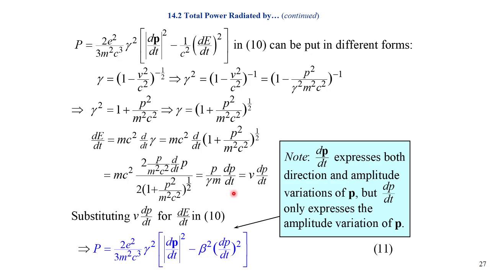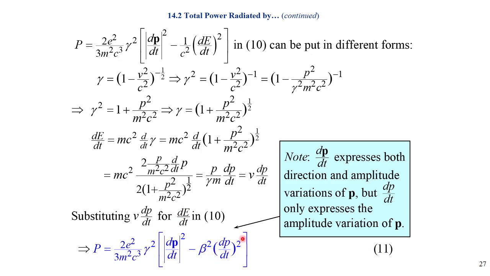And we have 1 m here, and we have another. This is gamma. P over gamma m dp dt. Therefore, it's v dp dt. Substituting v dp dt for e, we got this one. This is equation 11. Equation 11 just changes the dE over dt to this one.